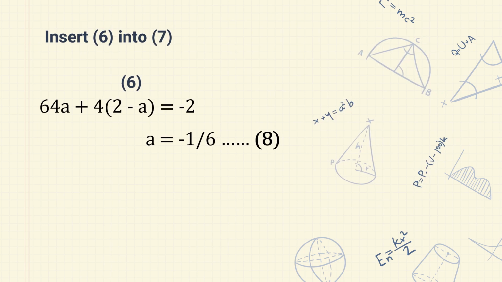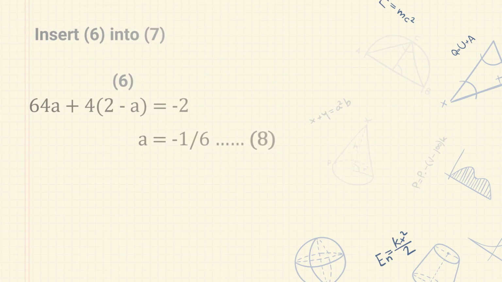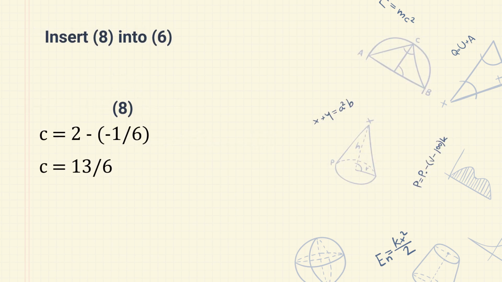The next step is to insert the sixth equation into the seventh. Substitute the c from the sixth equation with 2 minus a, and we will get that a equals -1 over 6, and that becomes the eighth equation. For the final step, insert the eighth equation into the sixth, and we will get c equals 13 over 6.